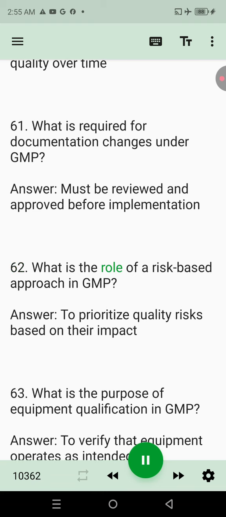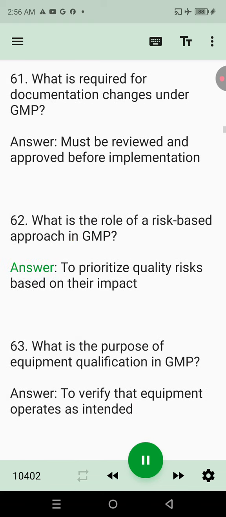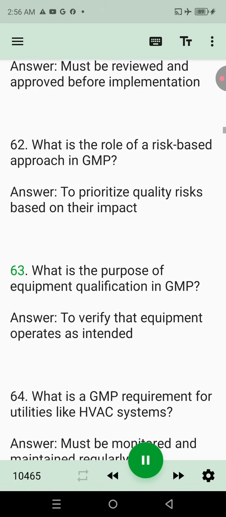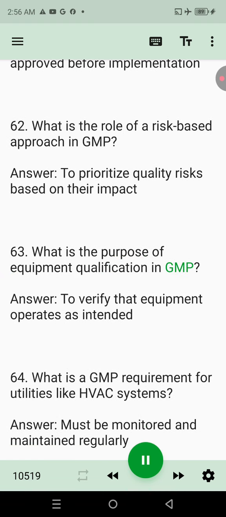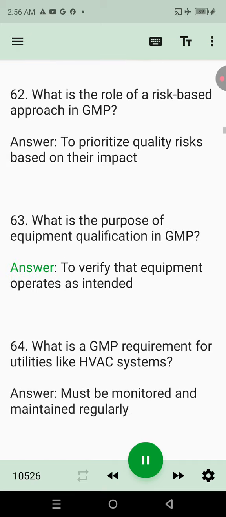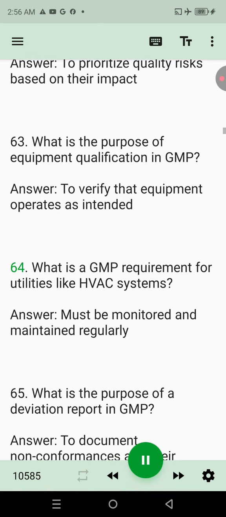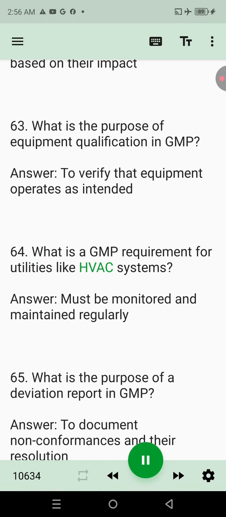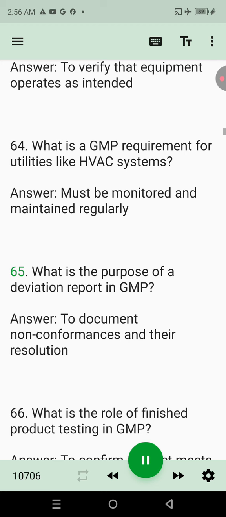62. What is the role of a risk-based approach in GMP? Answer: To prioritize quality risks based on their impact. 63. What is the purpose of equipment qualification in GMP? Answer: To verify that equipment operates as intended. 64. What is a GMP requirement for utilities like HVAC systems? Answer: Must be monitored and maintained regularly.